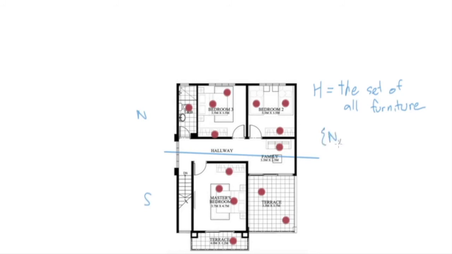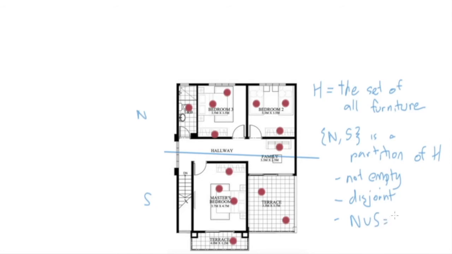So N and S is a partition of H, right? Because they're not empty, they are disjoint. There's no item of furniture which is simultaneously in the north and southern halves of the house. And N union S equals H. So they meet the condition for being a partition.